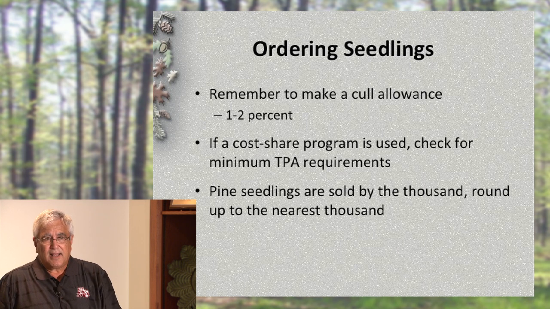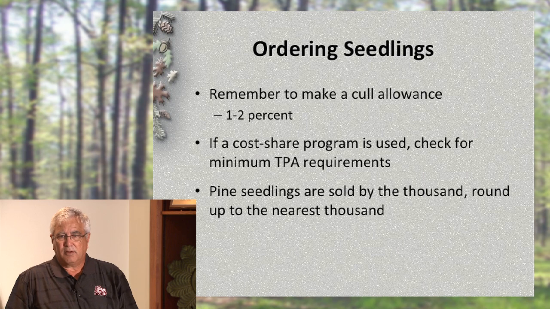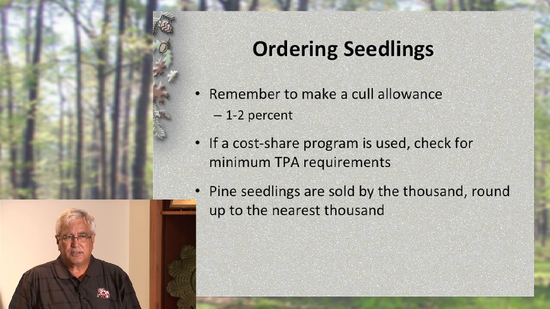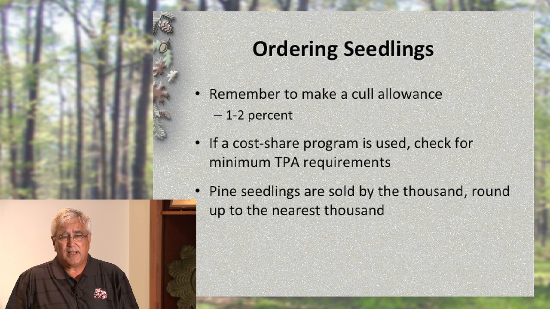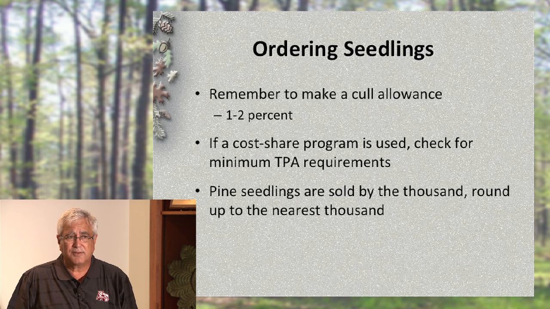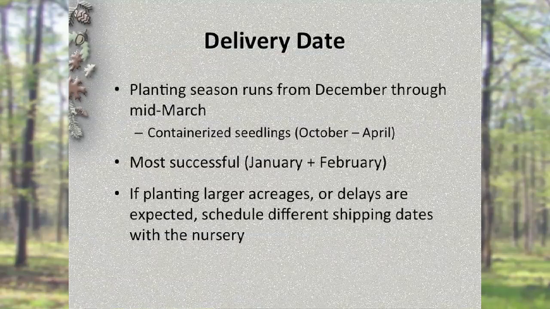Remember, just because you've got seedlings, you're going to have to make allowance for a cull level. There will be somewhere between 1 to 2%, and sometimes a little higher than that, in terms of culls that should not be planted. If a cost share program is used, check for the minimum trees per acre requirements, but remember that you need to get the very best seedlings in the ground. Pine seedlings are sold by the thousand, so when you order seedlings, you want to round up to the nearest thousand. Planting season typically runs from December through mid-March.